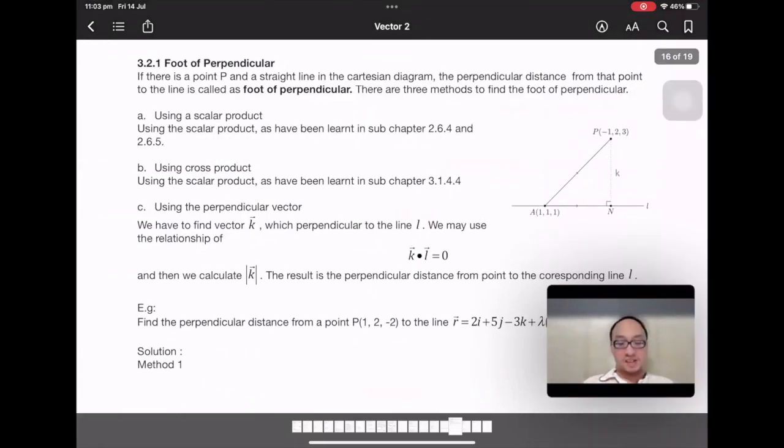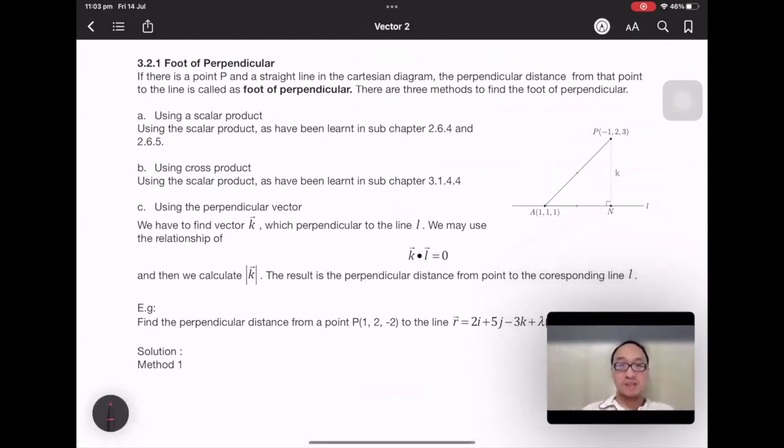Next, about the foot of perpendicular. This is the same as the perpendicular distance. If there's a point P and a straight line on the Cartesian diagram, we can find the perpendicular distance. This is called the foot of perpendicular.